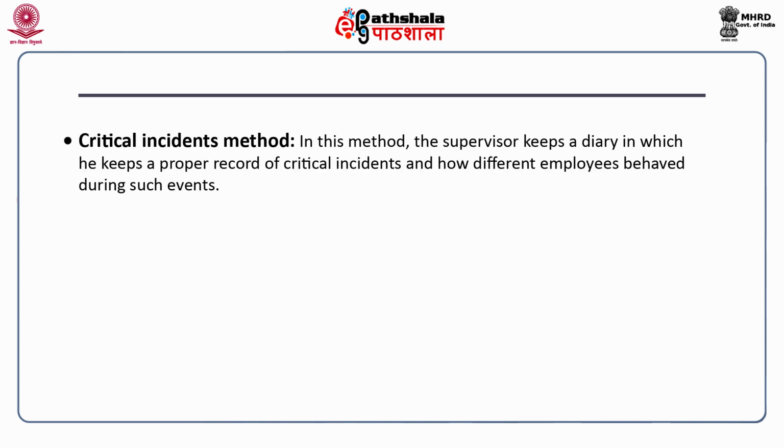In critical incident method, the supervisor keeps a diary in which he keeps a proper record of critical incidents and how different employees behave during such events. The rating of an employee is based on positive and negative behaviors during these events. For example, a sudden breakdown of machine, a strike, a severe accident can be identified as critical incident for the working of a factory.